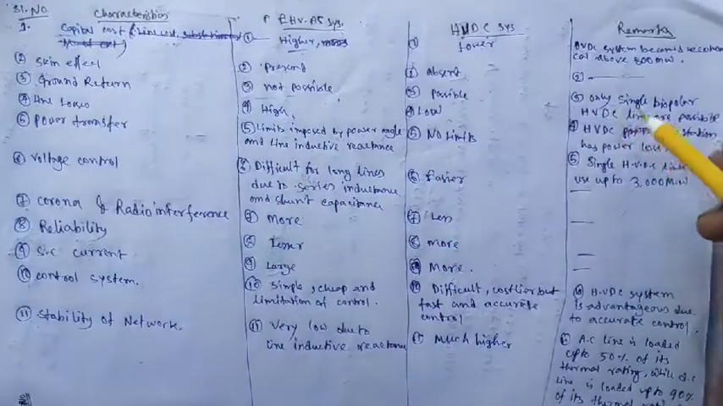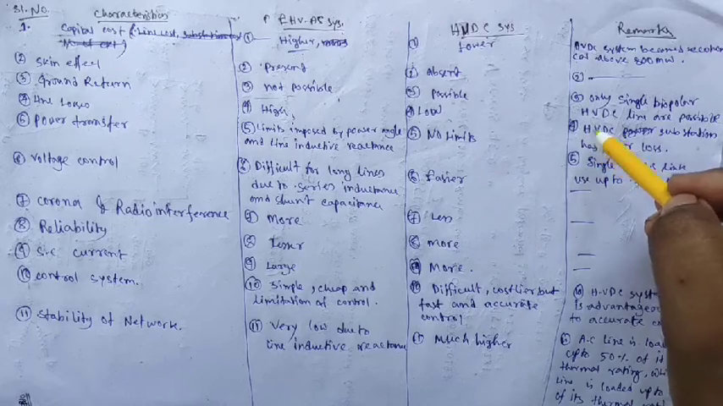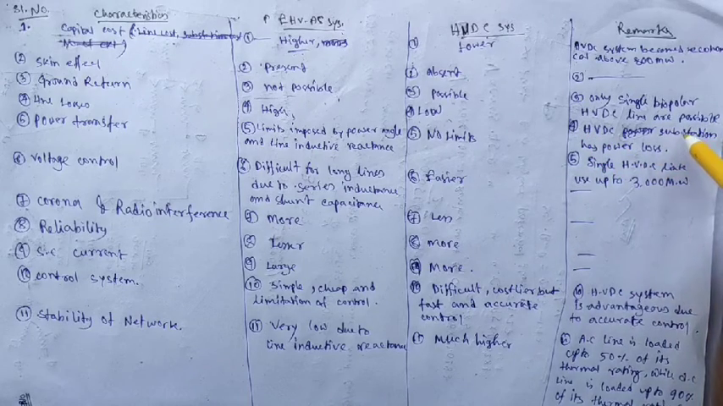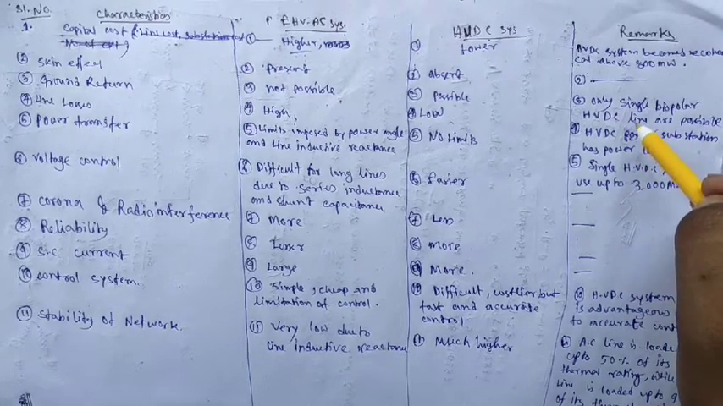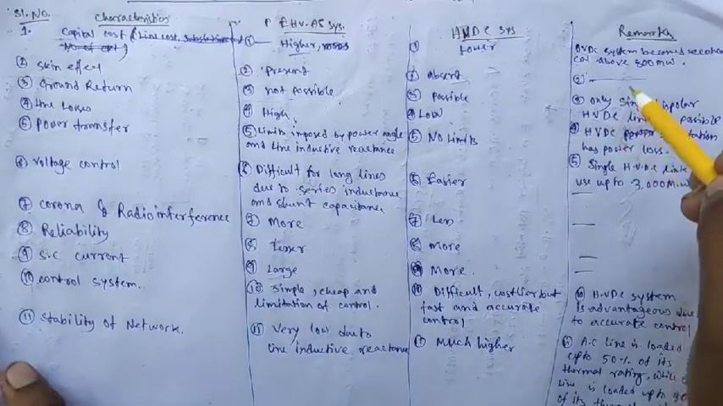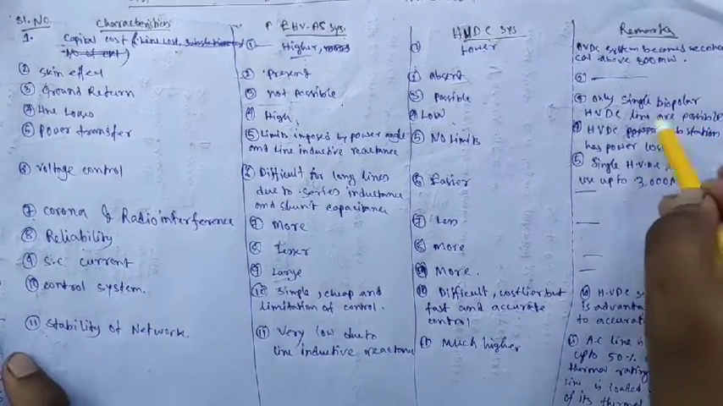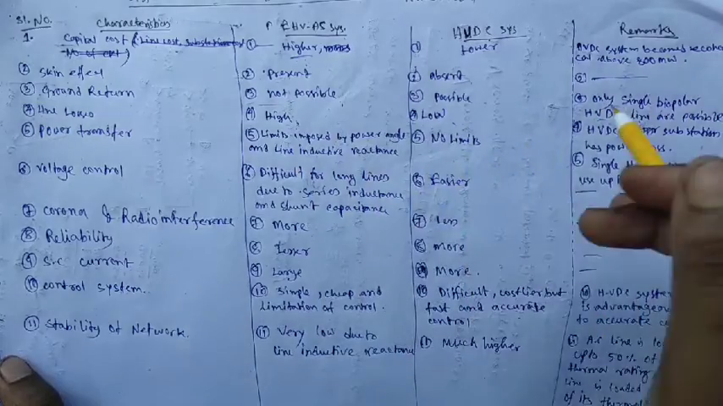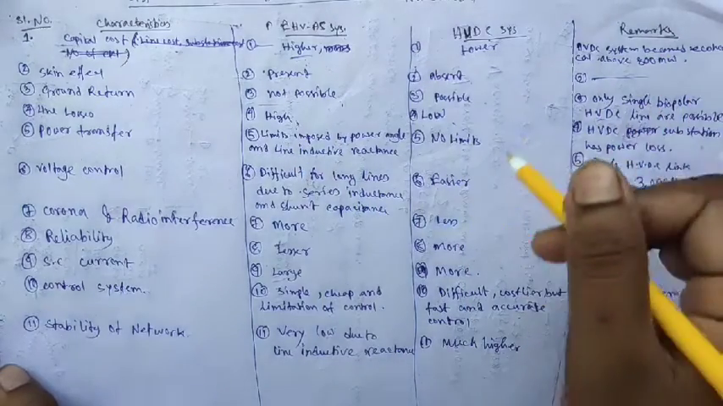And what is the remark? Only single bipolar high voltage DC lines are possible, with low losses. So in the next class we will see what the single bipolar high voltage DC line is, or other types of high voltage DC lines present in India.